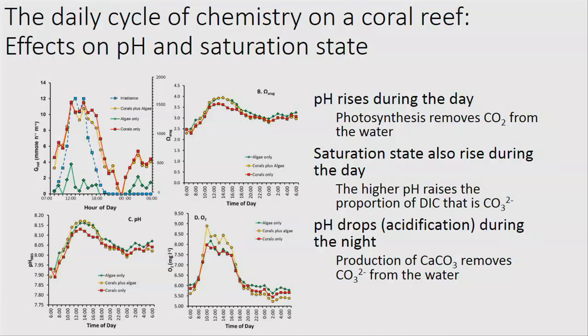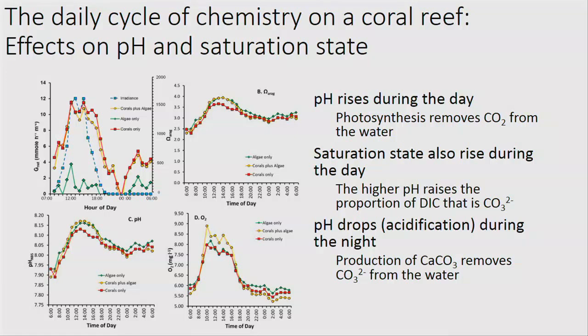If we then think about what that should do to the pH, if we get photosynthesis during the day, then that should be removing CO2, should cause the hydrogen ion concentration to go down and the pH to go up. And we can see that in the pH curve here. So in the daytime, the pH is at its highest. And then at night time it's at its lowest, because not only is there no photosynthesis going on, so only respiration, but we've also got this carbonate production.